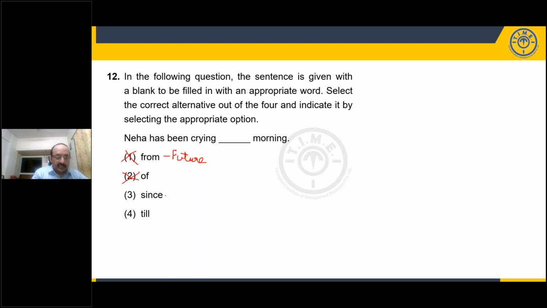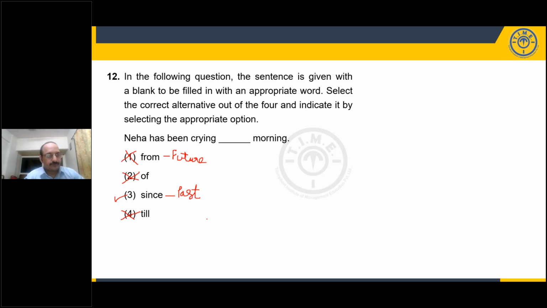Now, can I say Neha has been crying since morning? Yes, because since is used from the past till now. Saying something like, I have been attending classes since the last 1 year. So since seems to be okay. Till is till now. So it is in the present tense. But I have to say this thing happened in the past, it is still going on. So till also becomes wrong. Neha has been crying since morning. Option number 3. The morning is in the past and till this moment, it is happening.